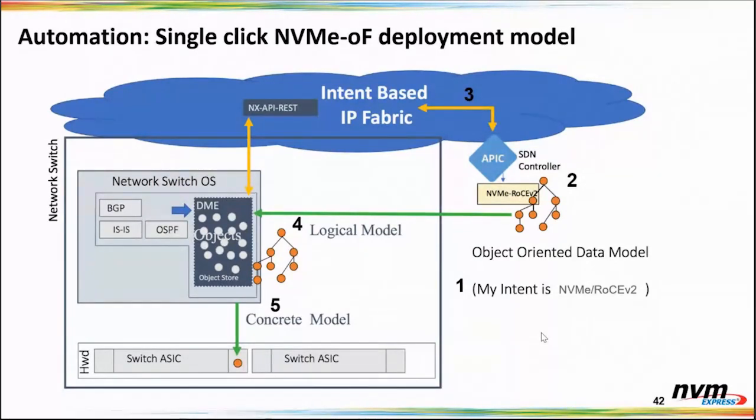What happens is, within the architecture of ACI, everything is defined in objects. It's like an object tree. So as you define your intention, what you want to do, that object tree gets mutated, and then that will be pushed down to all the switches automatically, and the switches will create that particular NVMe RoCE configuration automatically on each of the switches in there. So this is a single-click strategy. This is what makes it very easy to deploy NVMe-oF.